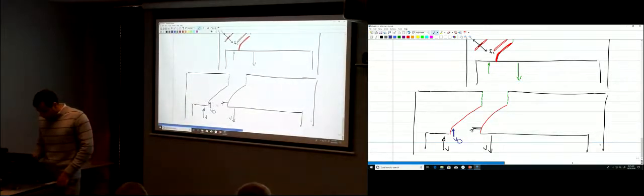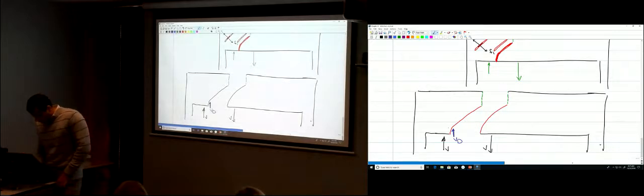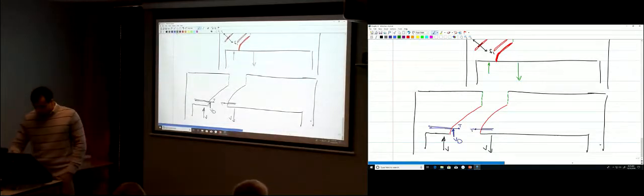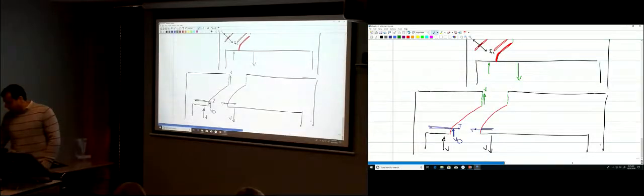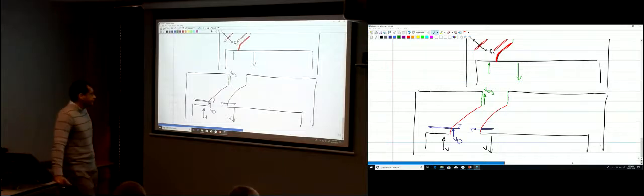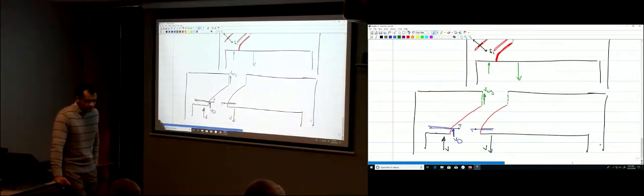Let me make this. So the concrete here will be able to give you some resistance, okay? We're going to name this V compression in the y direction. The concrete can give you some shear resistance here. The concrete in compression will give you some shear resistance here, okay?